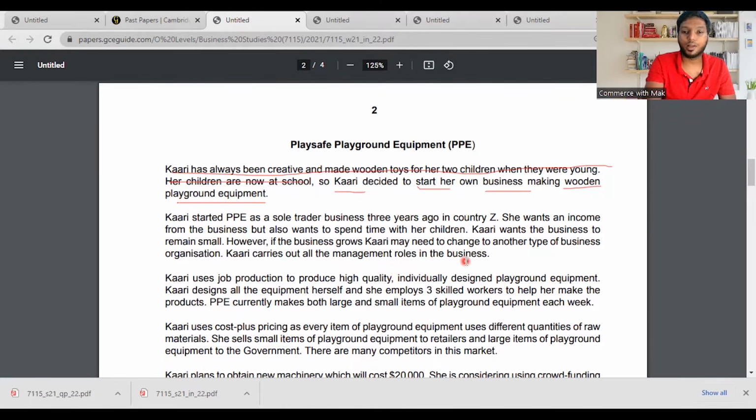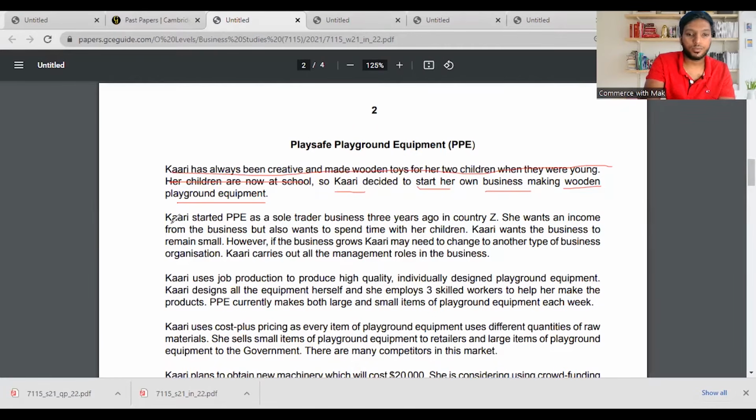Kari carries out all the management roles in the business. So she is the sole owner of her own business. So she is doing the entire thing in the business. So she has a lot of responsibilities. Anyway, we'll move on to the next part, the third paragraph. So here you need to underline a few things.